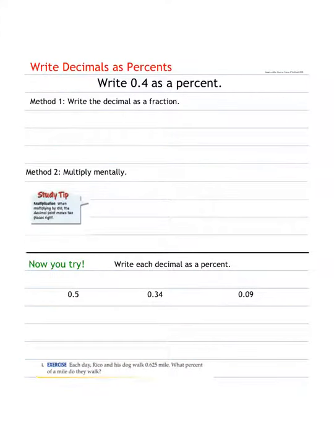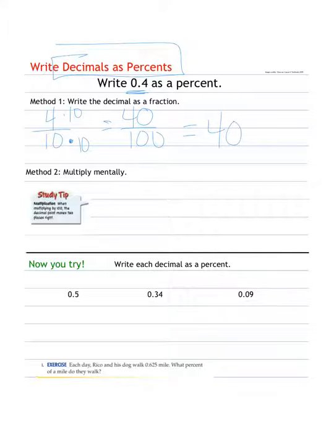And then if we want to convert decimals to percents, I have 0.4 or 4/10 as a percent. So we're going to write the decimal as a fraction, 4/10. We know percents are out of 100, so we have to convert it to hundredths. So times 10 times 10, so we have 40 hundredths. And then I can just drop my 100, and it would be 40%.